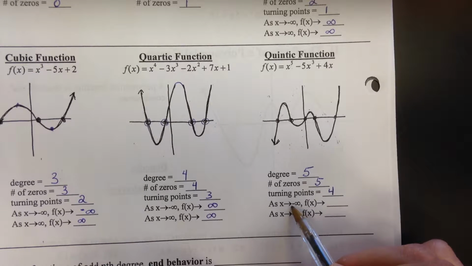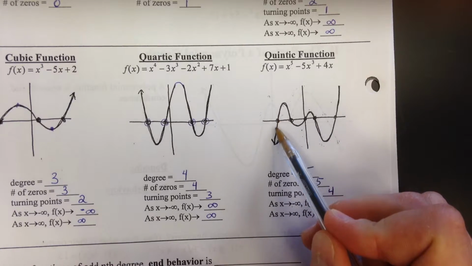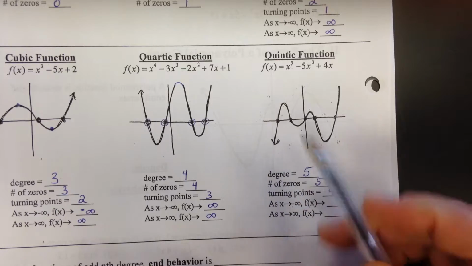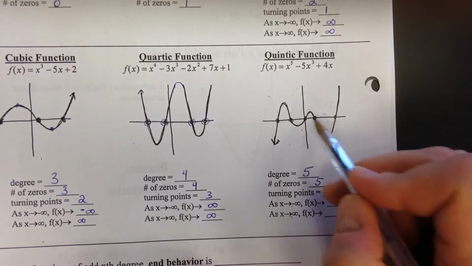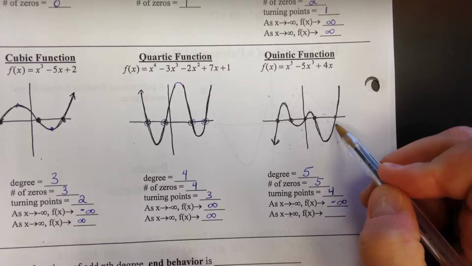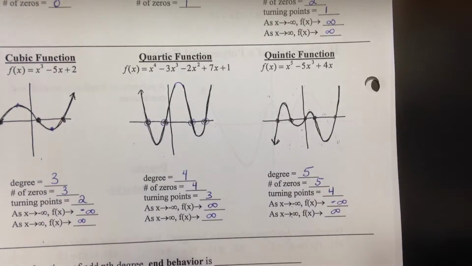All right, end behavior. As x approaches negative infinity, the function is going down. So the y values approach negative infinity. As x approaches positive infinity, as we move to the right, the function is going up to positive infinity.